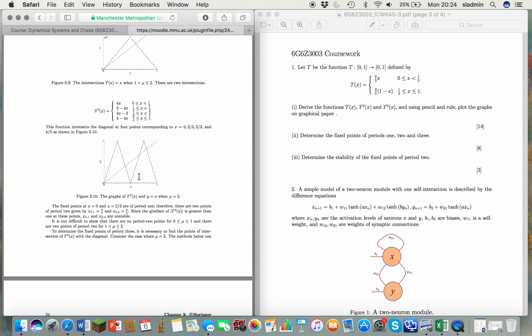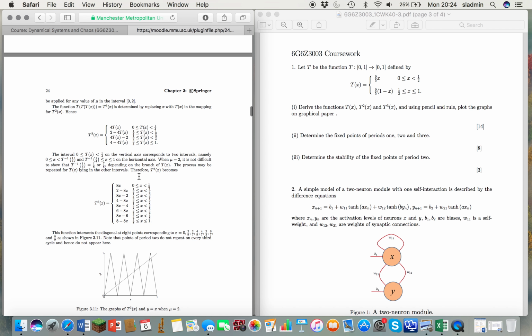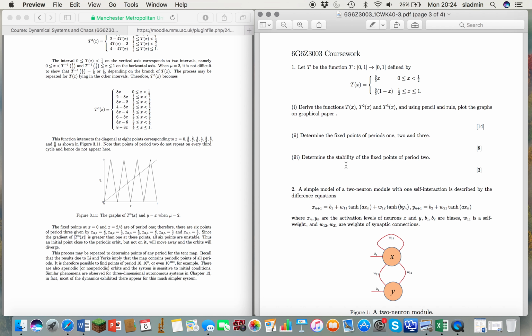And this shows you how to find the fixed points of period 2. Similarly, to find T of T of T of x, there's an example here, and here's the corresponding figure. Notice though, for the coursework you have to plot this on graph paper. You are also asked to determine the stability of the fixed points of period 2.